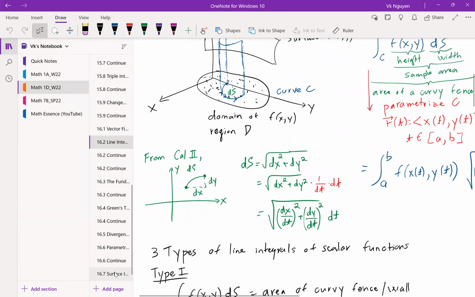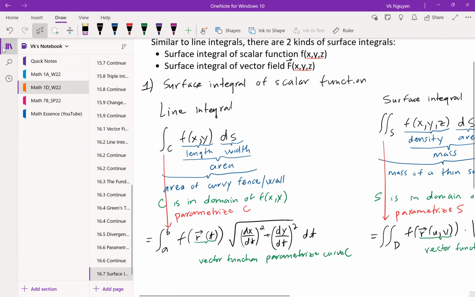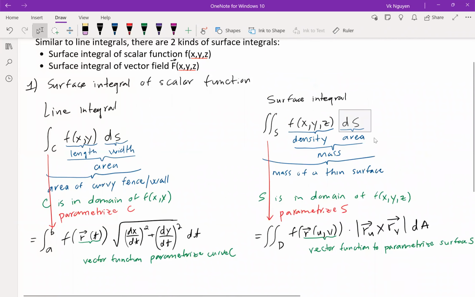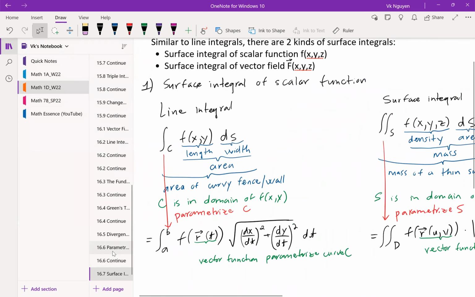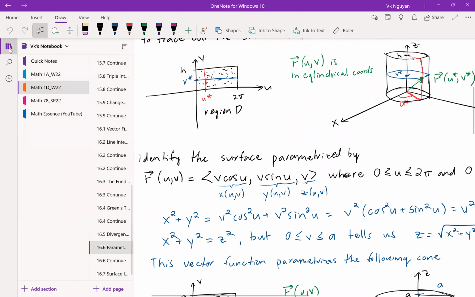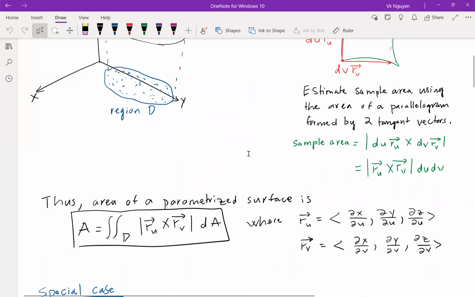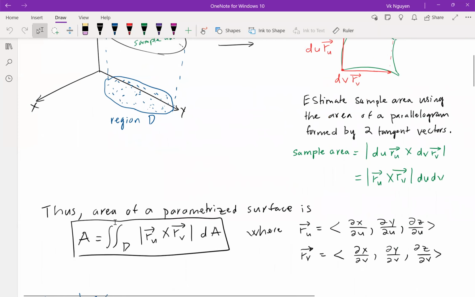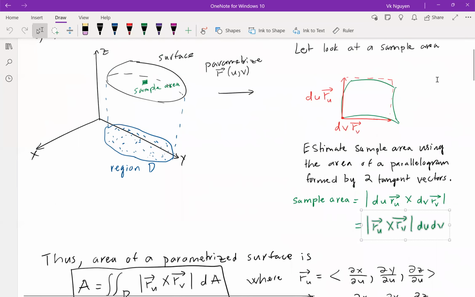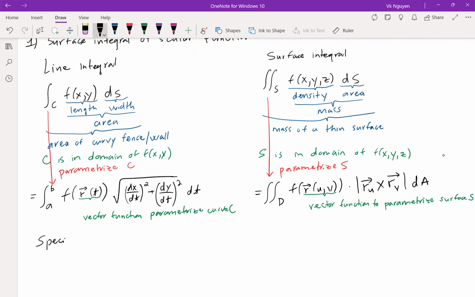And for this one, for this dS area, right? We did it last time because in the previous section we computed the area of this one. It's the area right here. This is the sample area. See, it's just the area of the parallelogram formed by the two tangent vectors.